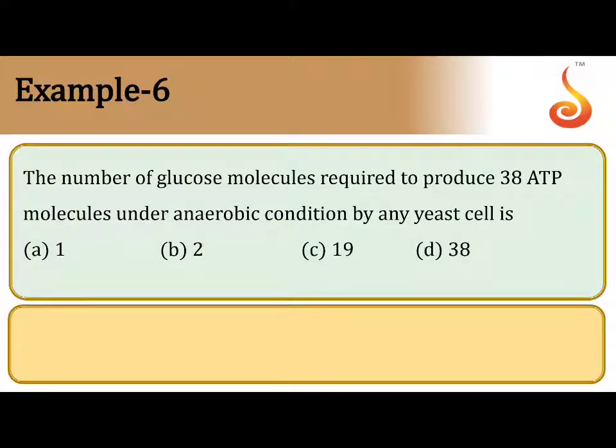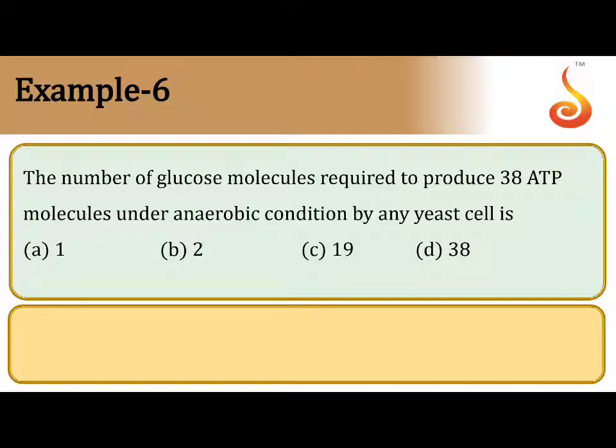This is a question from MCQ soon after the PU syllabus in respiration, which says that the number of glucose molecules required to produce 38 ATP molecules under anaerobic respiration by any yeast cell is. I already told you yeast is a facultative aerobe. It can perform anaerobic respiration when oxygen is not there, and it will switch to the aerobic respiration when oxygen is supplied. Pasteur's effect is explained in yeast.